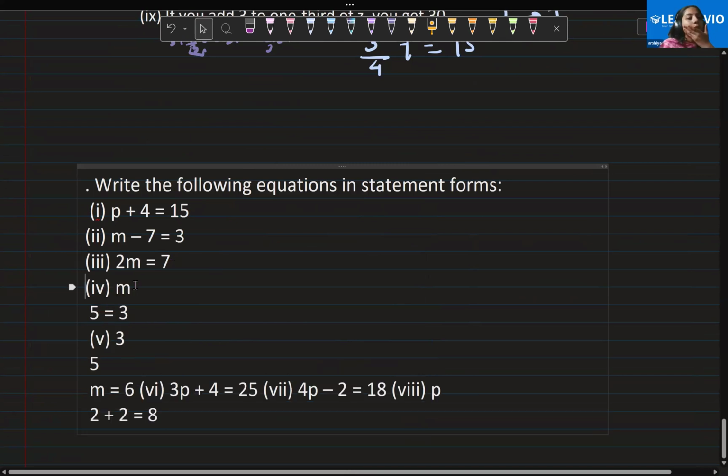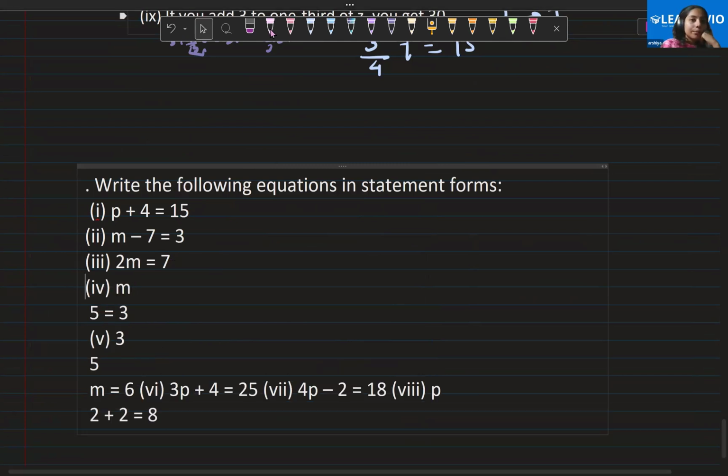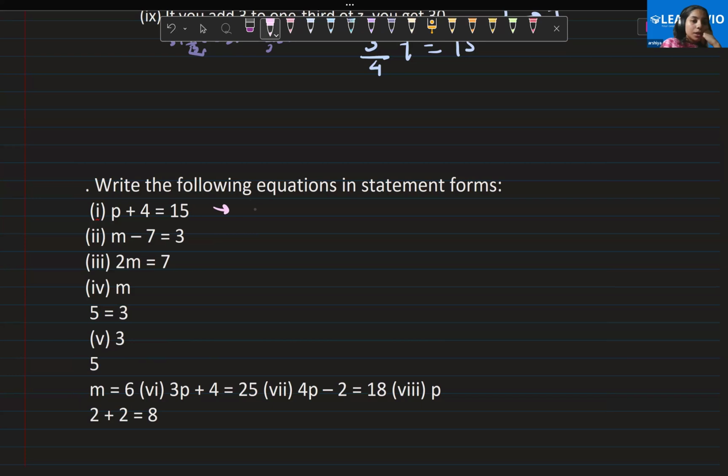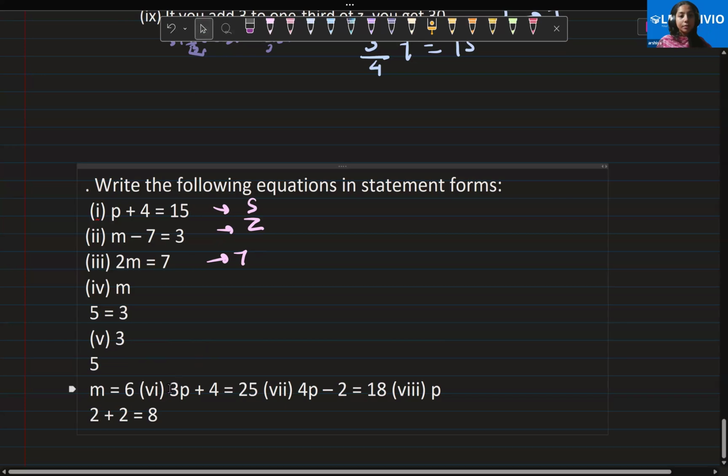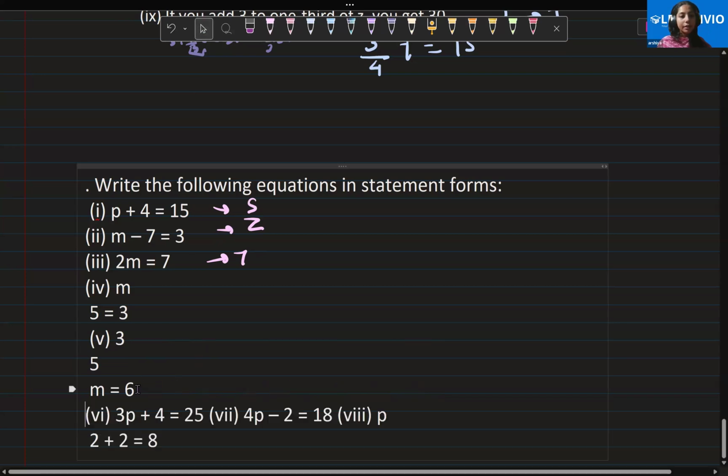Okay. Start with the first three ones. This will be Saad. This will be Zainab. This will be Tasneem. You have to write the statements for these. Give it a try. Otherwise, I'll help.